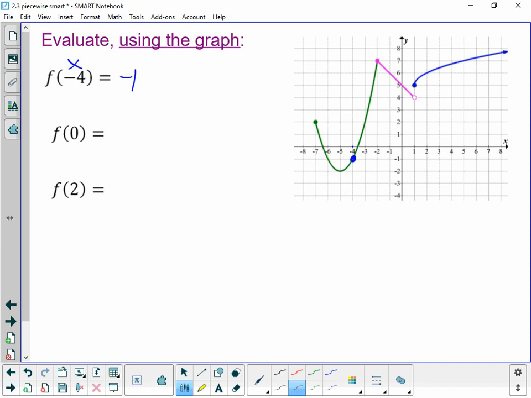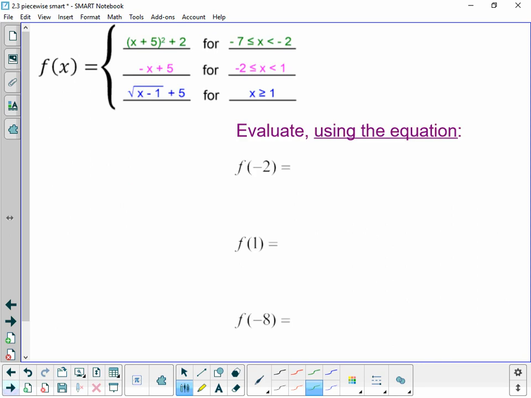f of 0. 0 is the x value here. Well, the height of the function at the x value 0 is 5. And then finally, f of 2. Well, 2 is here, so the y value that goes with that x value would be 6. So we've already practiced doing that. Hopefully that was a review for you.